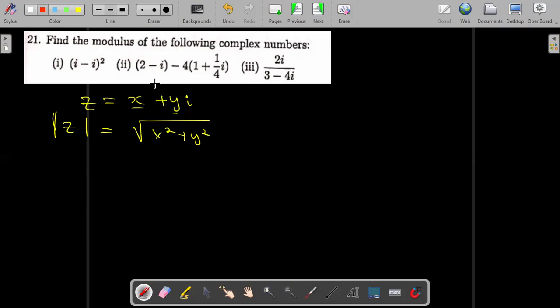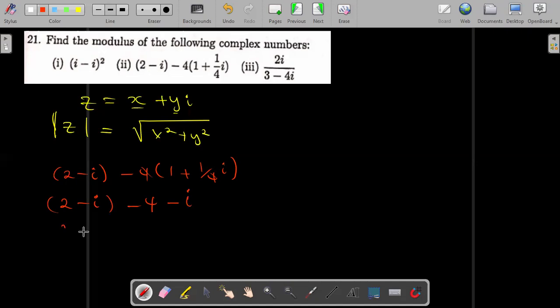So let's use 2, right? So for 2 here we have 2 minus i, then you have minus 4, 1 plus 1 over 4i. So working out this, you just get 2 minus i, like this. Then this side you multiply your 4, you get negative 4, then multiply it here, you see that you get negative. So this one and this one will cancel. Then you just have negative i that is going to remain.